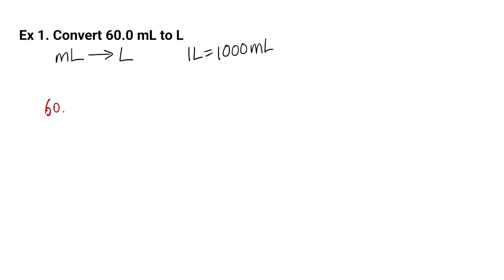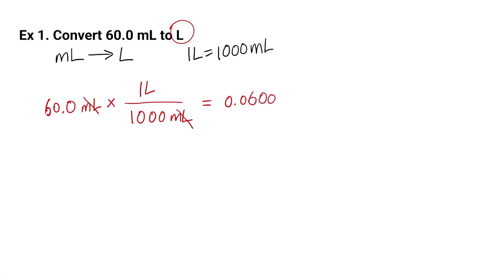So let's start with our given. So 60 milliliters, so that's 2 sig figs, multiplied by, remember, our bottom units have to cancel in order to get liters. So 1 liter over 1,000 milliliters, cancel the units, then we're going to have our answer in liters. So perform the operation on your calculator. You should get 0.0600 liters as your final answer. So it has 3 sig figs because our given value has 3 sig figs also.